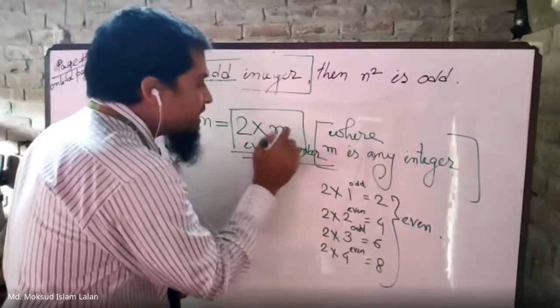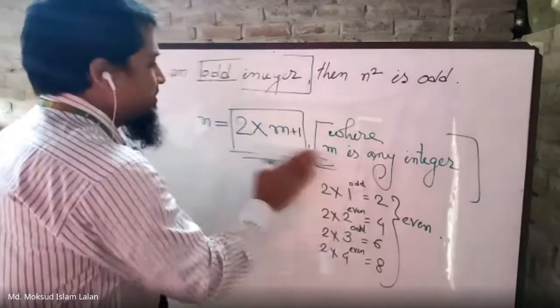So if you just add 1 or subtract 1, what will be the form? It will be an odd number or an even number? Sir, odd number. Definitely. So what is the odd structure? Odd number n equals 2 times m plus or minus 1, where m is an integer. Is it clear? Yes, sir.